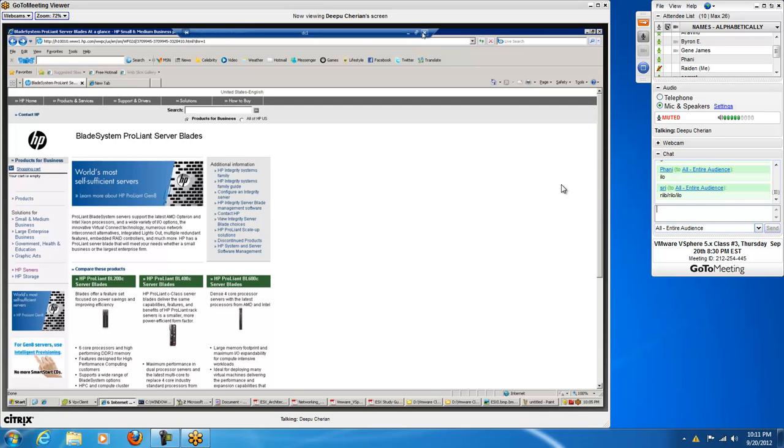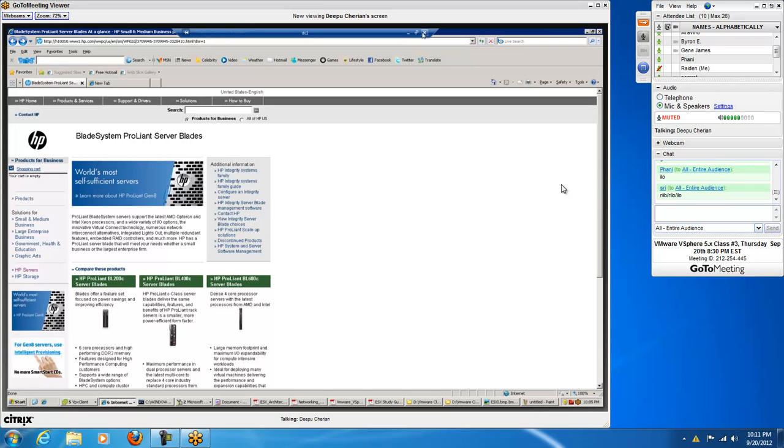That is actually a technology, and this technology has improved a lot. What we are going to see in our class is going to be a little slow because it is an old model. The ILO was earlier called RIB, Remote Insight Board. Then later it changed to RILO, then to ILO. ILO has different versions, 1, 2, 3, and now the latest is ILO 4, which comes with the Gen 8 servers.